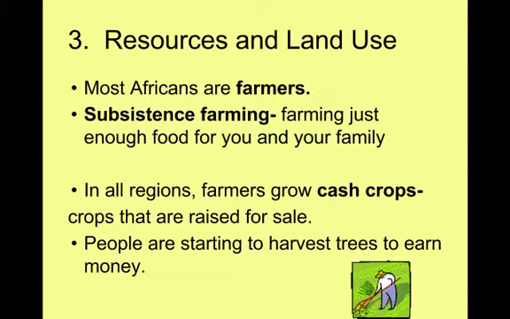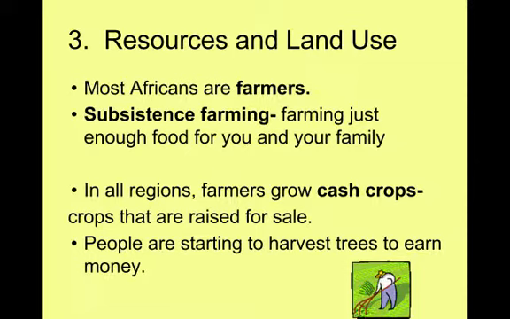The third section was on resources and land use. Most Africans are farmers, and the number one type of farming is subsistence farming, and that's where you grow just enough for you and your family. But in all regions, people are growing cash crops, and these cash crops are raised for sale. And one of the things that's fascinating is that when you grow cash crops, it actually takes away land for subsistence farming. We are even starting to see a lot of people harvesting trees as another source of income.